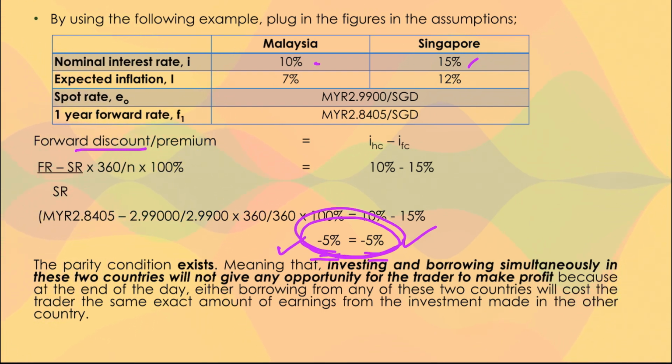Okay, so if the trader borrows in Malaysia and invests in Singapore, or borrows in Singapore and invests in Malaysia, it doesn't give them any profit. Because at the end of the day, borrowing from either of these two countries will cost the trader exactly the same amount as the earnings from the investment made in the other country. Okay, so the parity condition exists. Arbitrageurs cannot make profit.